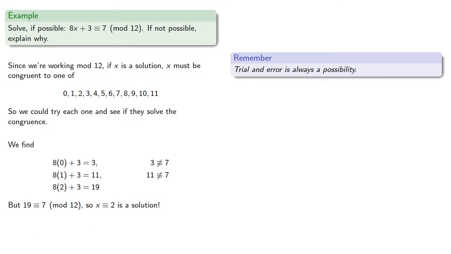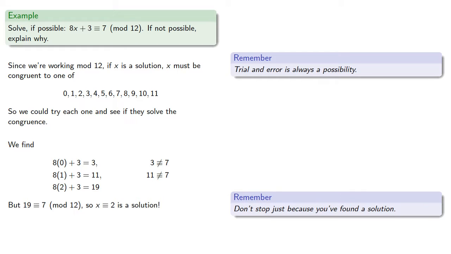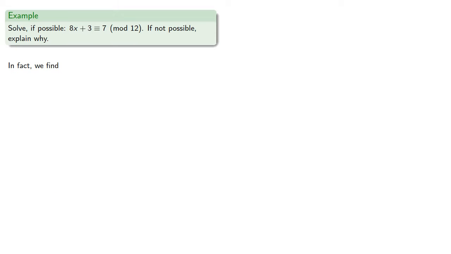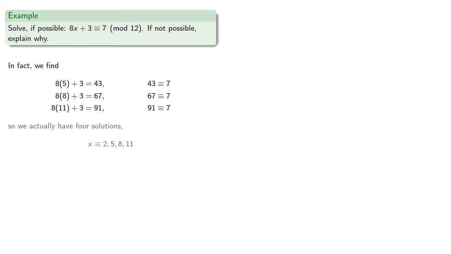And a useful idea in life: don't stop just because you've found a solution. In fact, if we keep going, we find that 8 times 5 plus 3 is 43, which is also congruent to 7. 8 times 8 plus 3 is 67, also congruent to 7. And 8 times 11 plus 3 is 91, also congruent to 7. So we actually have 4 solutions, any value x congruent to 2, 5, 8, or 11.